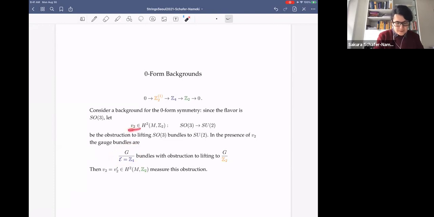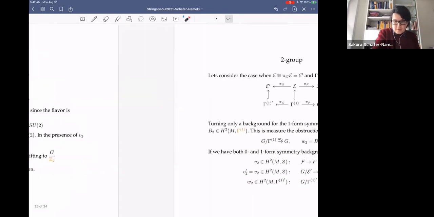And that class is in fact the same class. So V2 is just a class in H2 with Z2 coefficients, where Z2 is this one here. So that measures that obstruction. Now that's sort of the zero form symmetry part.